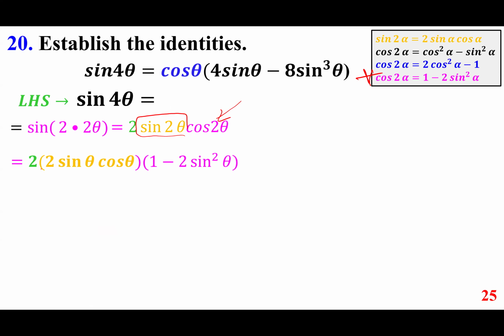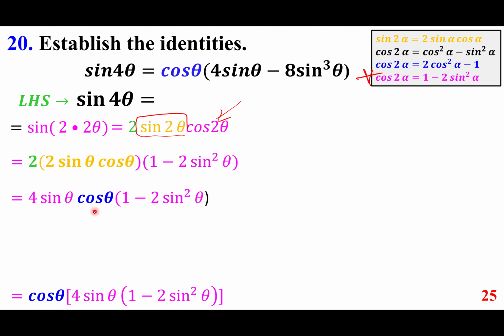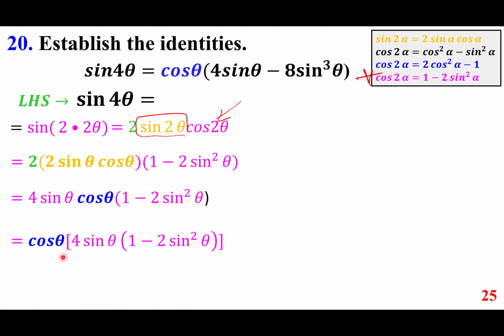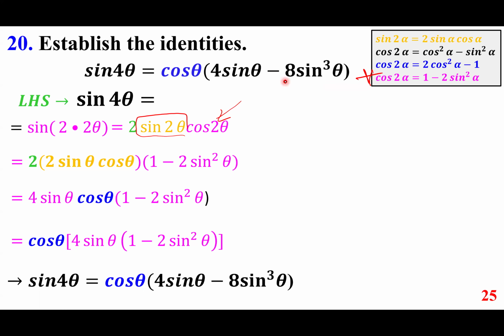So obviously, if we multiply here, we get 4 sine theta cosine theta. We want to make it look like that. So let's separate the cosine theta. Now the 4 sine theta, if I distribute, I get 4 sine theta minus 8 sine cubed, and I get exactly what I was looking for.